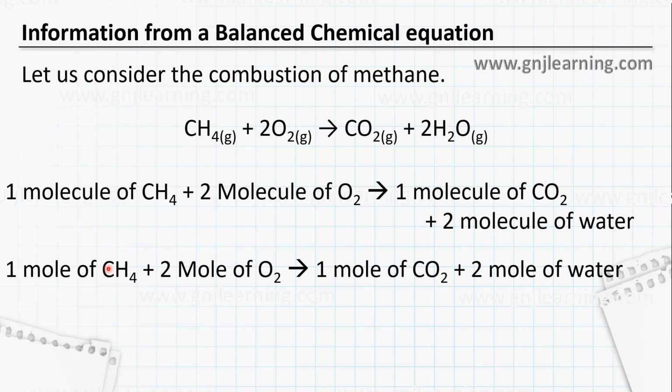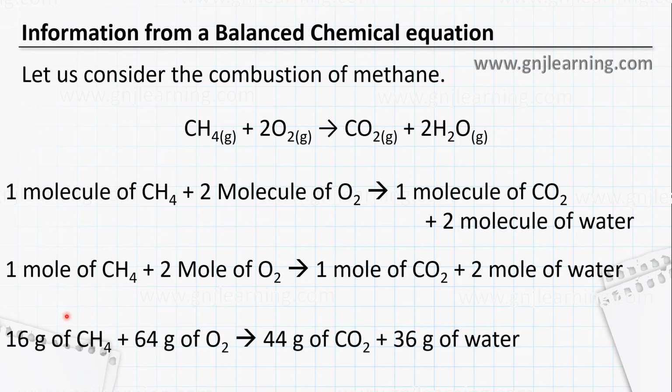So carbon is 12 plus 4 hydrogens, so total 16 gram. So instead of 1 mole of methane, I can write it like this: 16 gram of methane, 2 mole of oxygen. 1 oxygen is 16, 16 plus 16, 32. We have 2 moles, so 4 oxygen atoms must be there, so it is 64 gram of oxygen. Then carbon dioxide, 12 plus 16 plus 16, that is 44 gram of carbon dioxide plus 36 gram of water. So now it is meaningful.